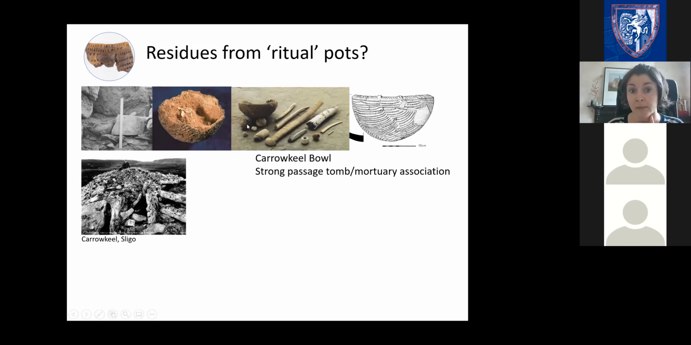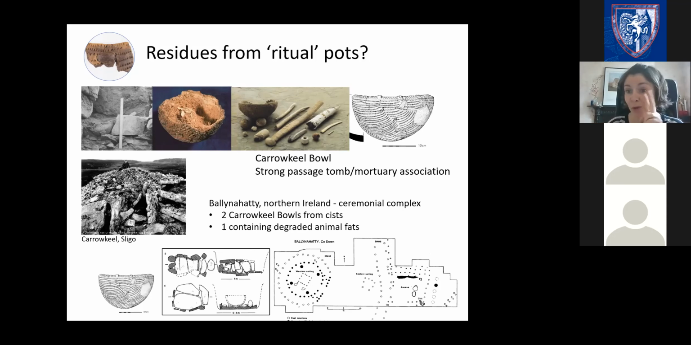So you have some examples here of the very famous Carrowkeel bowls that you find in passage tombs. There were just two that I looked at in that previous project, which came from the Ballynahattie complex up in Northern Ireland. Two Carrowkeel bowls you see here from kist environments, subterranean kists. One didn't have lipids, but one did. One contained degraded animal fats. So definitely you can find stuff in these ritual bowls.